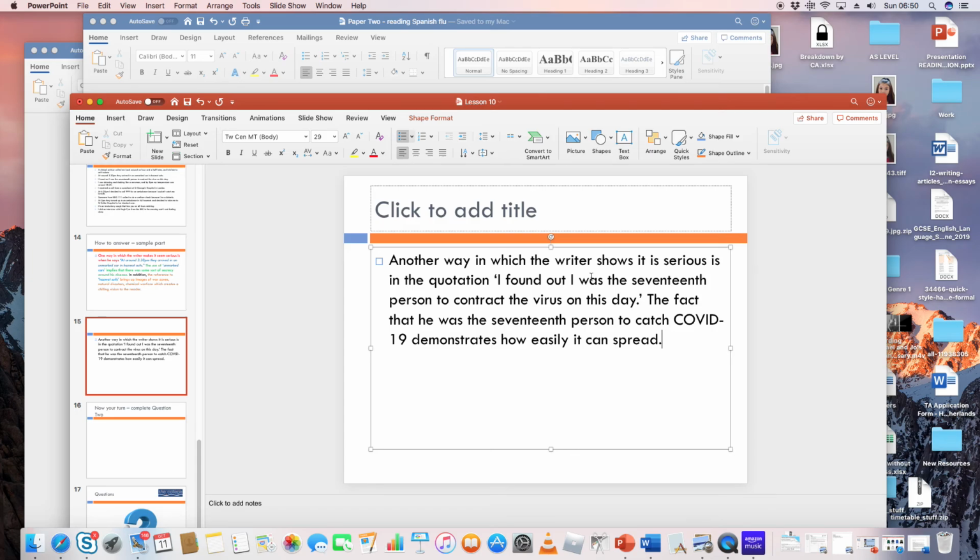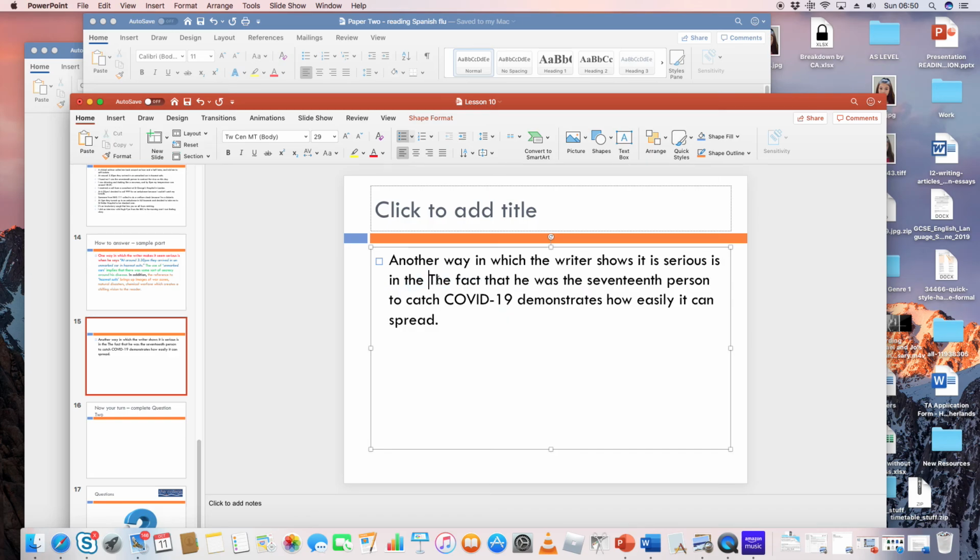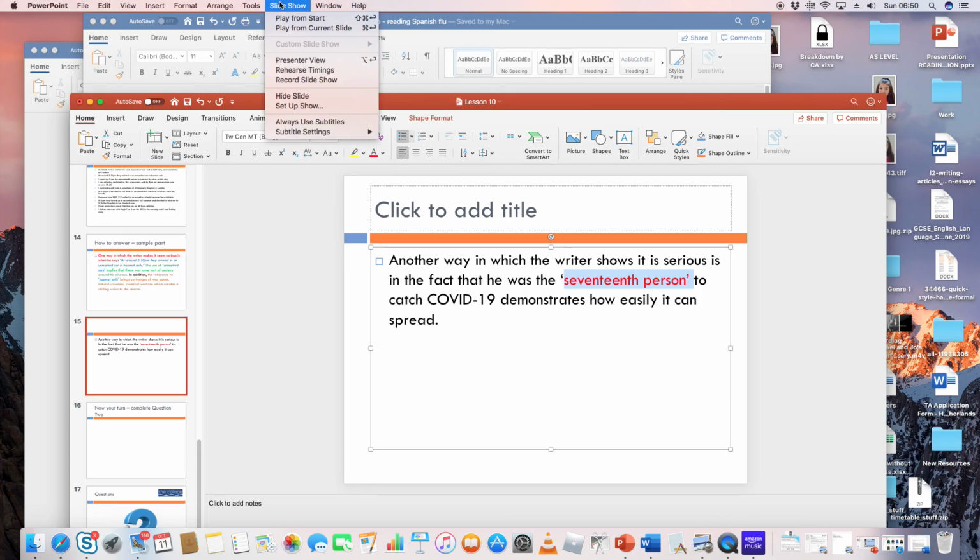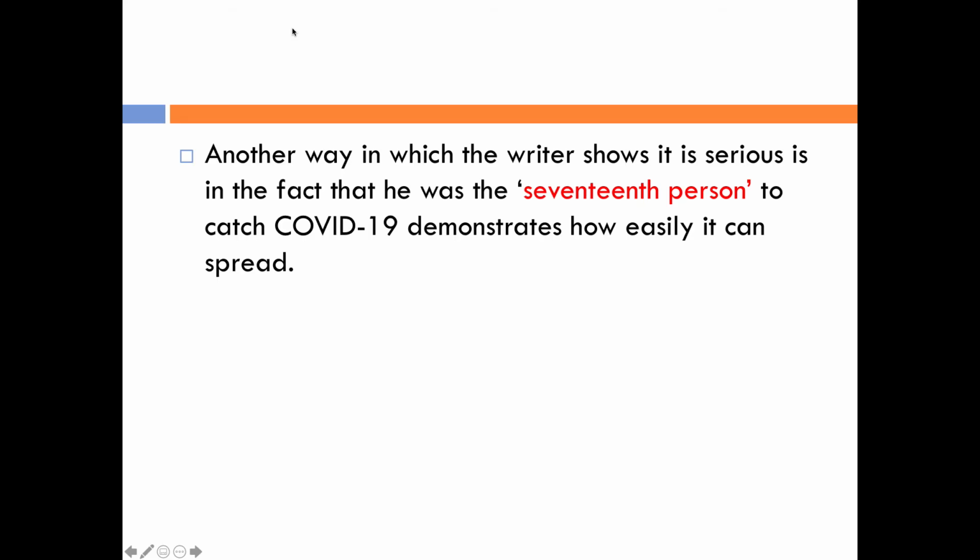So I've got the quotation. To be honest, you could even shorten that. You could even take out "as in" to make it even quicker. So you'd only have: he was the 17th person, demonstrating how easily it can spread. That's an even quicker way of answering it. You've got the quotation, and you don't really need to say much more than that. It's very clear: it spreads easily, lots of people catch it, it must be a serious disease.